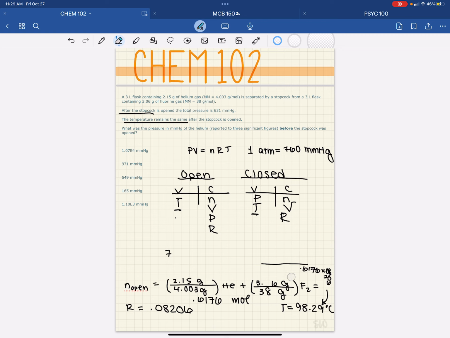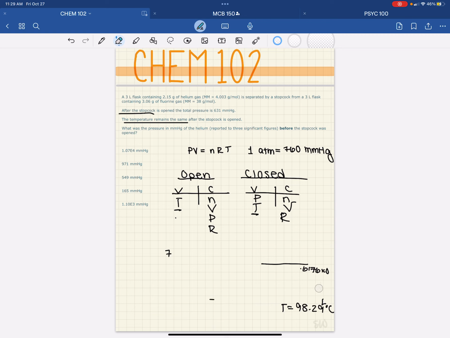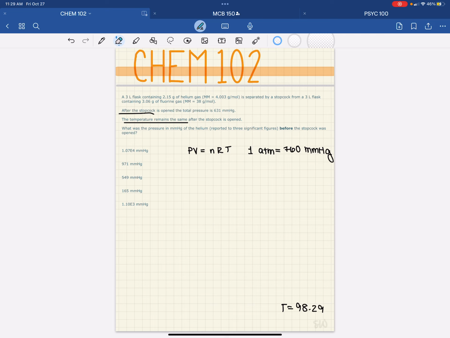I'm going to quickly erase this so we can work on that closed system now. So I'm going to give this a quick wipe down because I am going to run out of room otherwise. Here's the number we solved for.